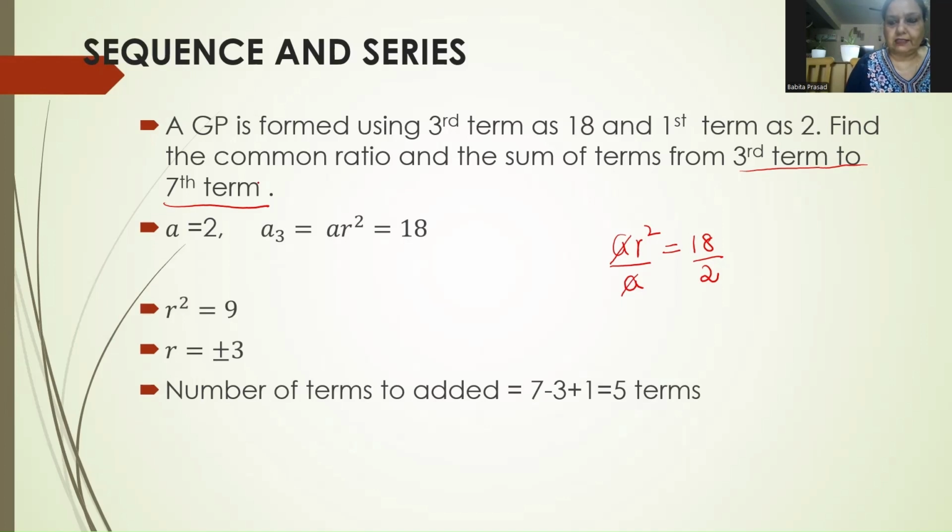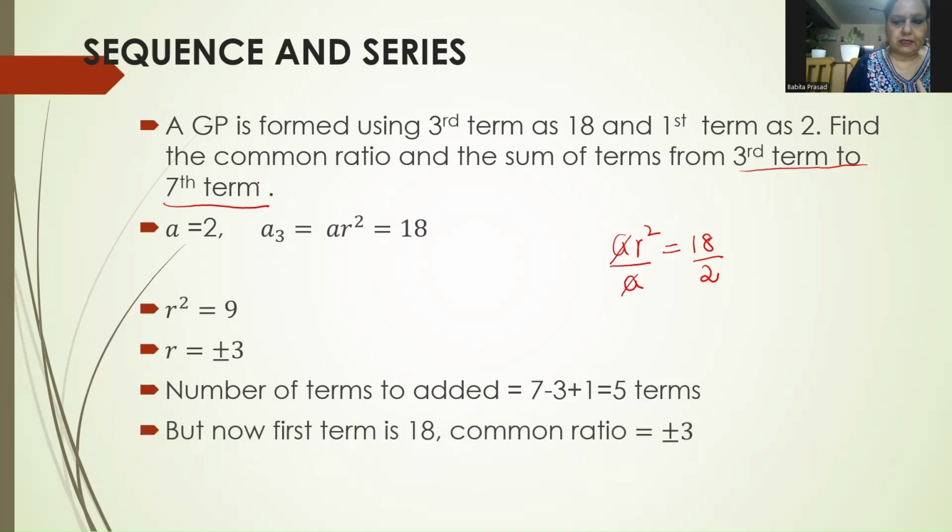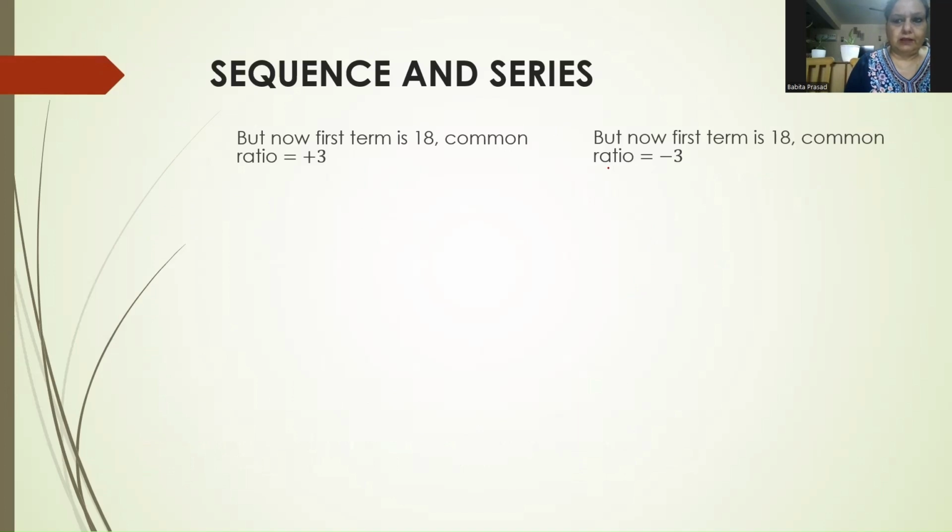If we have to find the sum from the third term to the seventh term, the common ratio is plus minus 3, but the first term becomes 18, because a GP is formed and we are finding the sum from the third term to the seventh term. Now there will be two answers, one with the common ratio as plus 3, one with the common ratio as minus 3. We will use this formula here as 3 is greater than 1.